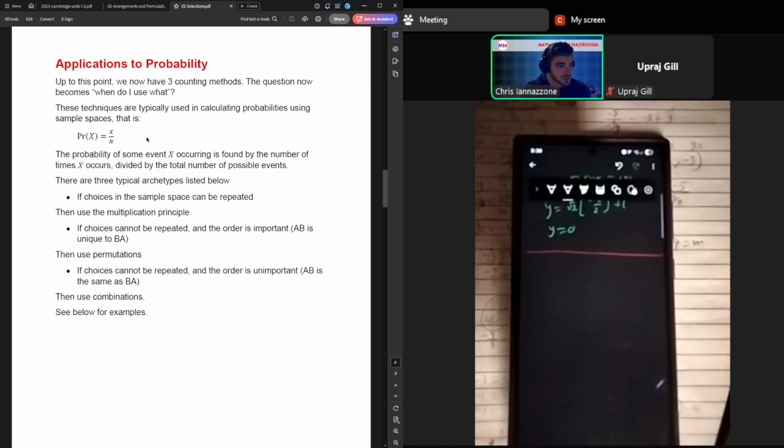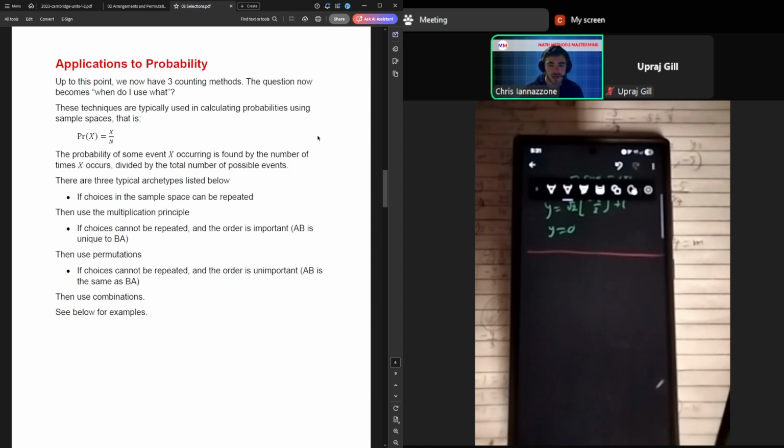So fundamentally, whenever we're trying to do a calculation for a probability, you need to know capital X, the number of favorable outcomes, and you need to know capital N, the number of total possible outcomes for the given scenario. So there is a fair bit of variance when it comes to this kind of area of study. However, there are three typical types of scenarios that come up quite often. The first is where choices in the sample space can be repeated multiple times.